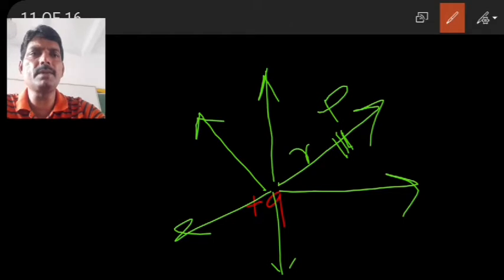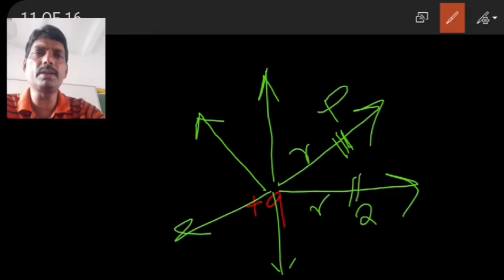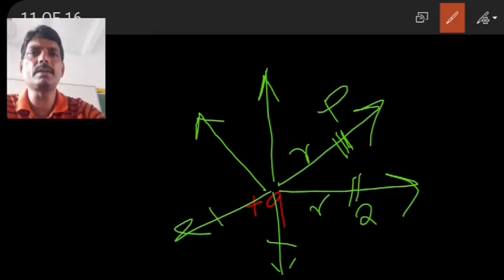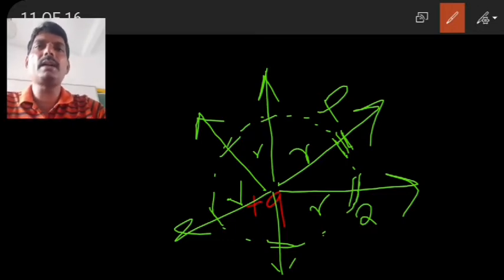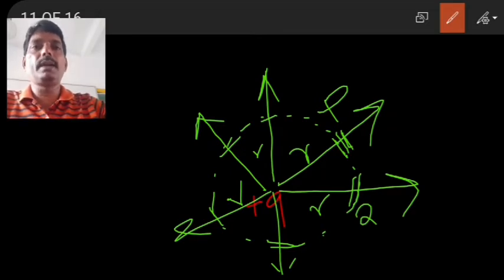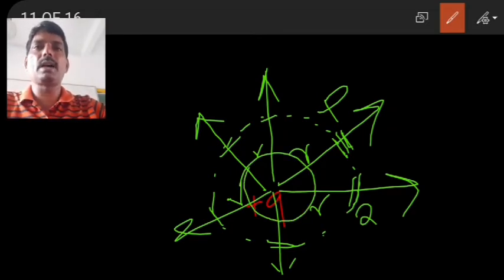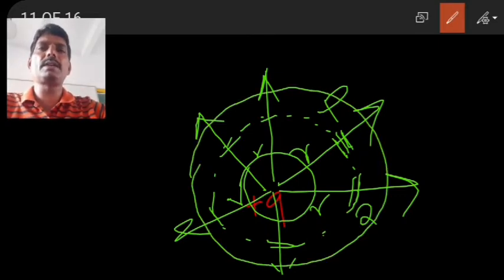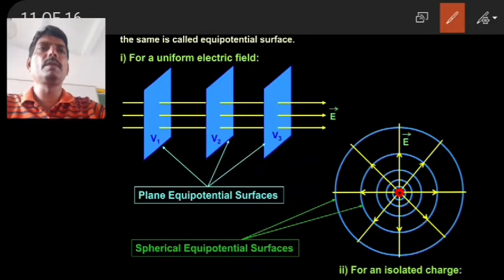Now similarly, at the same distance R, if you calculate at point Q, you will get the same potential. Here also you will get the same potential, and here also, at the same distance R from this charge. So when you join all these points, all these points are at equipotential. If you take this type of circle of the same radius R, then this is called an equipotential surface.